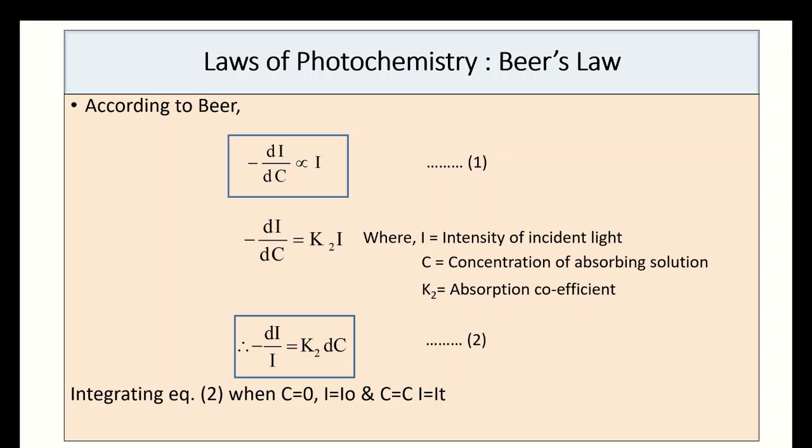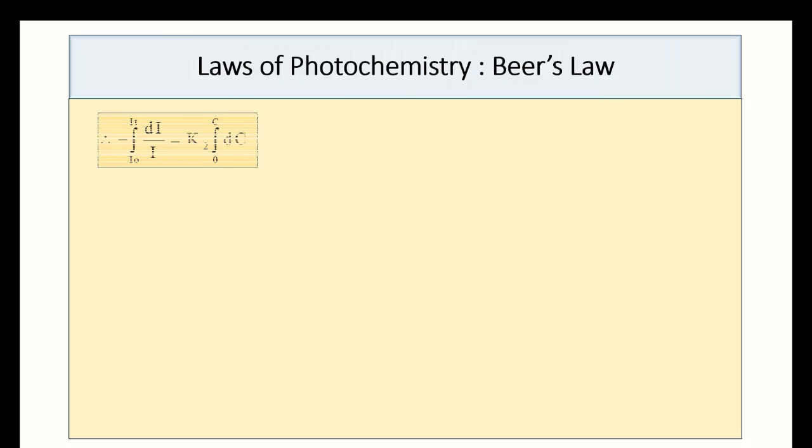Integrating the above equation within the limits, as we had done in Lambert's law, from concentration 0 to concentration C and from the incident radiation I0 to IT, we get the integration from I0 to IT of dI/I is equal to K2, a constant, so we take it out, concentration from 0 to C dC. Integration of this term gives ln IT minus ln I0. So we write ln IT by I0. So minus ln IT by I0 is equal to K2 into C.